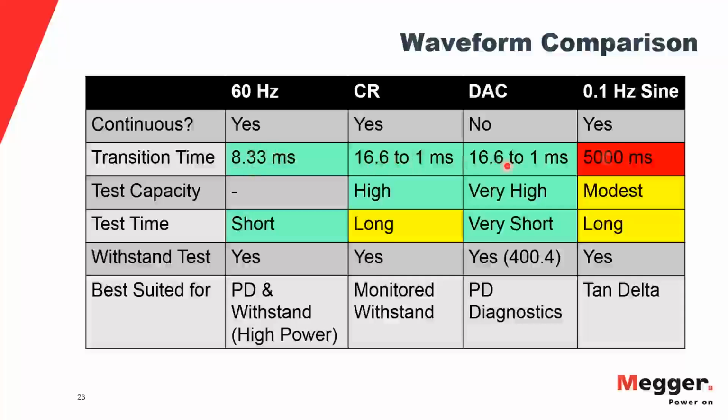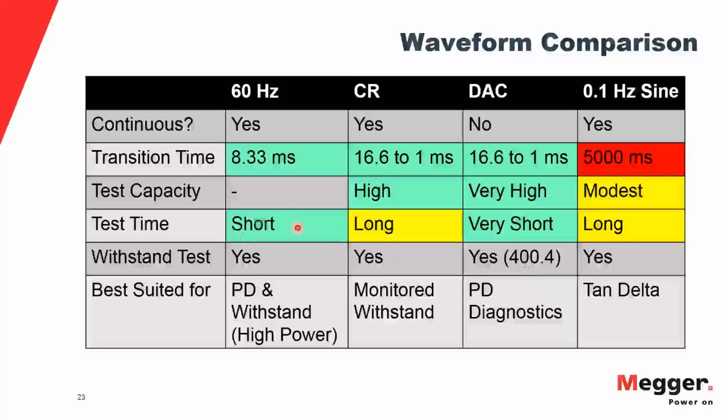So if we compare these waveforms then, what you can see is that there's a little bit of a breakdown here in various categories. I'll try to pull my laser pointer up here. So continuous testing: 60 hertz, cosine rectangular, and sinusoidal are all continuous. They're a periodic waveform, and they continue until you stop. Damped AC is a one-shot, and then there might be some time between the next one. So it's not considered a continuous test.